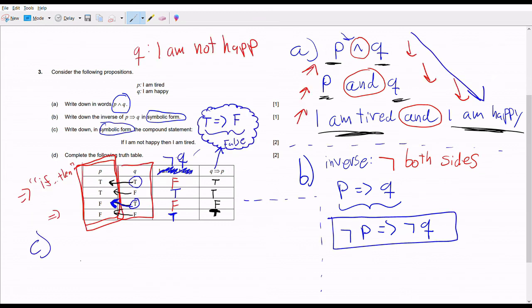Okay, and now for part C. Before I begin, when I was editing the video, I actually realized they did this part wrong. So focus on this part of the clip. What's written afterwards is the old clip, and that is wrong. So focus on this part, for part C. We write down in symbolic form the compound statement: if I am not happy, then I am tired. So writing it out first.